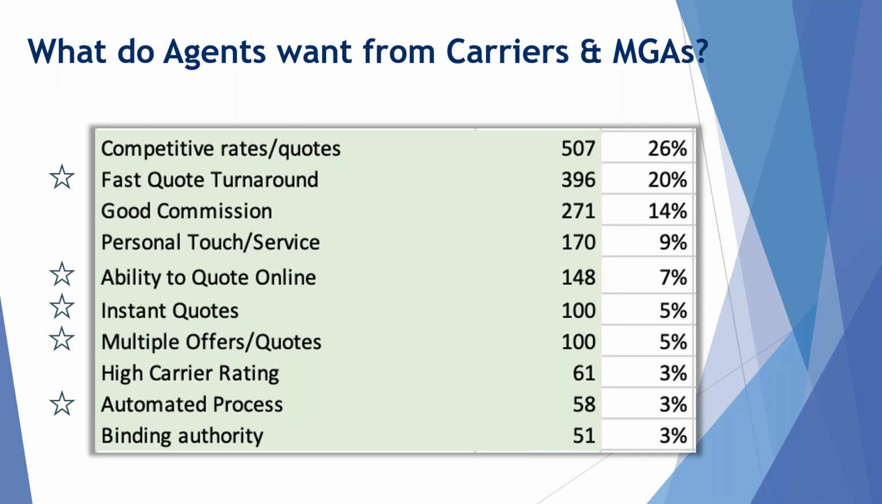Agents are looking for it too. They want fast quote turnaround, ability to quote online, instant quotes, multiple offers and quotes, automated process. And I'd even argue that we do a lot of personal touch and service too. So if we can match those things alongside competitive quotes, good commission, higher carrier rating, binding authority, or some sort of control in our system like I was showing you, then these agents have no reason to not want to use this process.